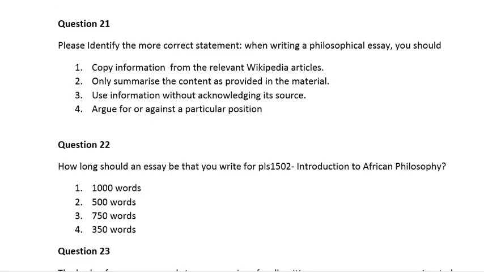Question 21. Please identify the more correct statement when writing a philosophical essay. You should, number 1, copy information from the relevant Wikipedia articles. Number 2, only summarize the content as provided in the material. Number 3, use information without acknowledging its sources. Number 4, argue for or against a particular position. So here guys, the correct answer is number 4, which is argue for or against a particular position.